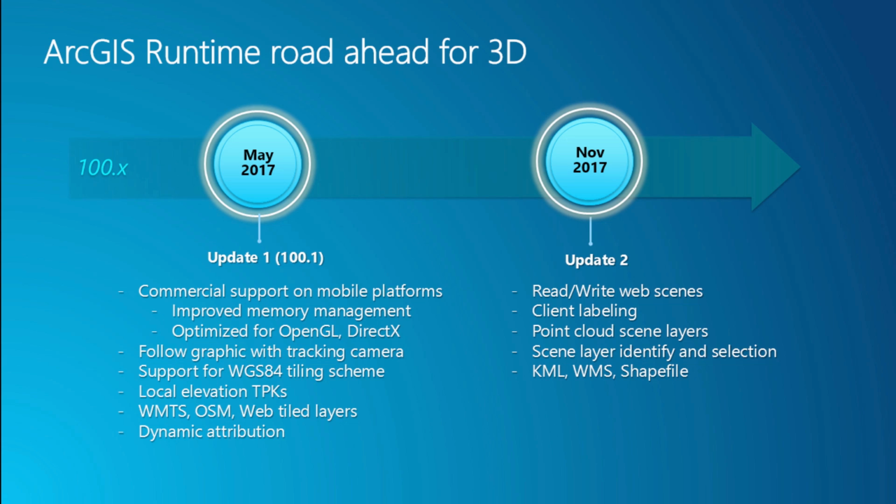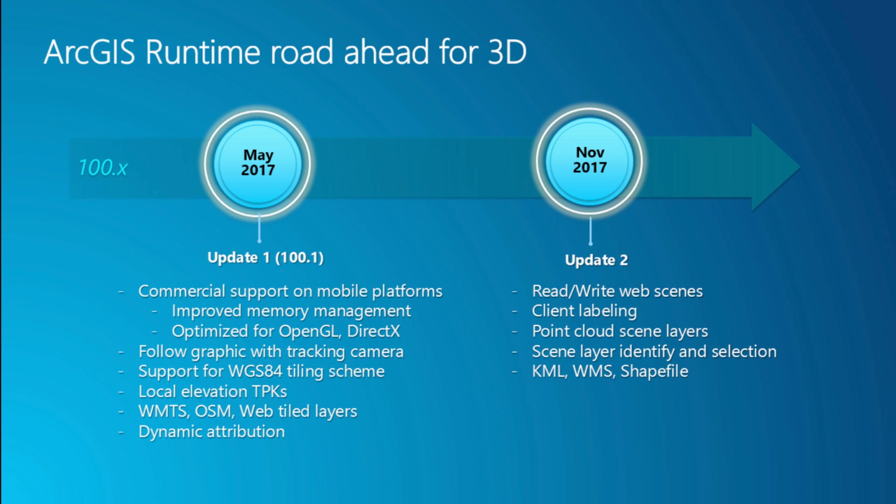Okay, so now we're going to jump into the road ahead. So ArcGIS Runtime road ahead with respect to 3D. We had our first release in November of last year, 100.0. Our update to 100.0 is coming. Right now it's scheduled for the end of May 2017. So we're looking at about 2.5 months from now.